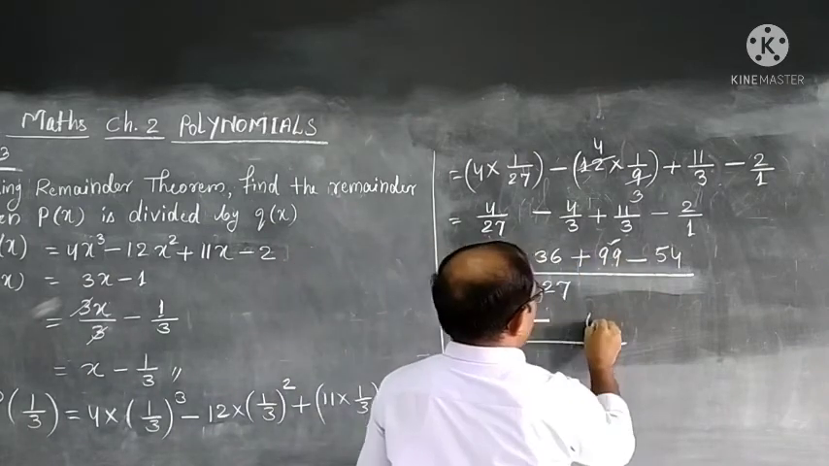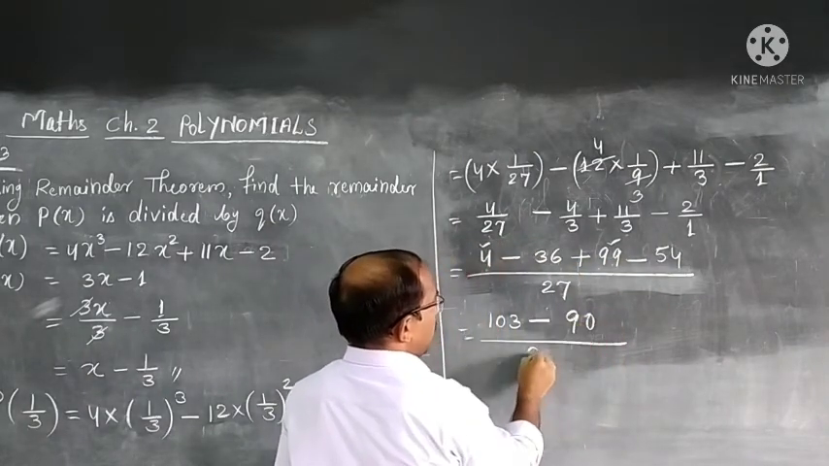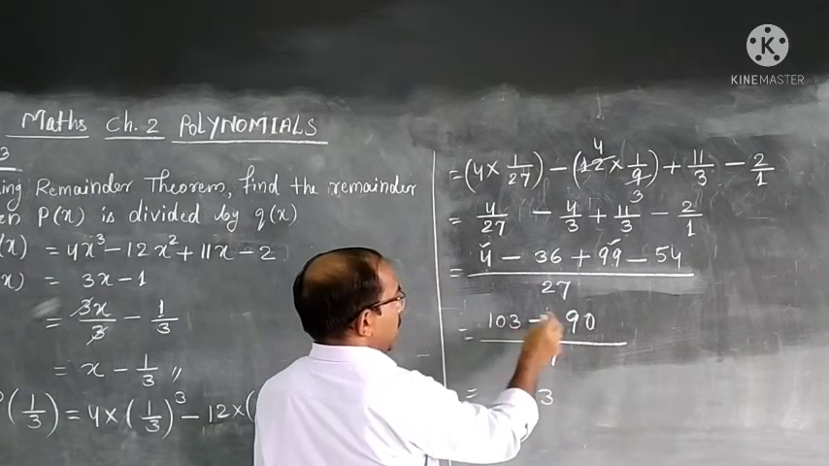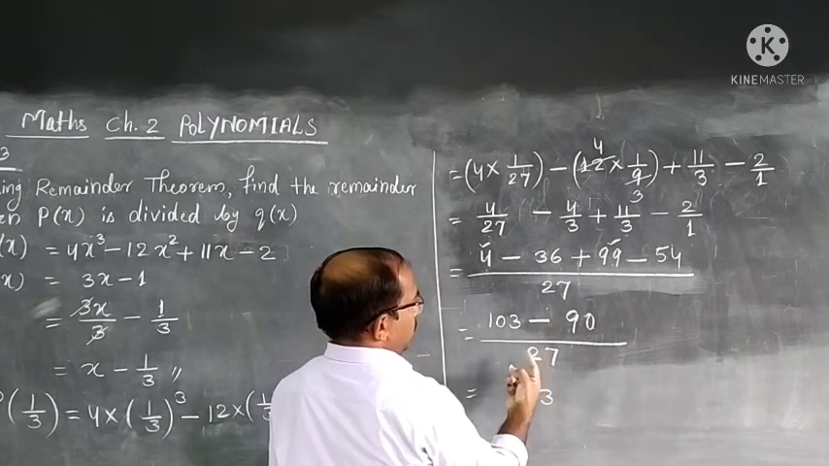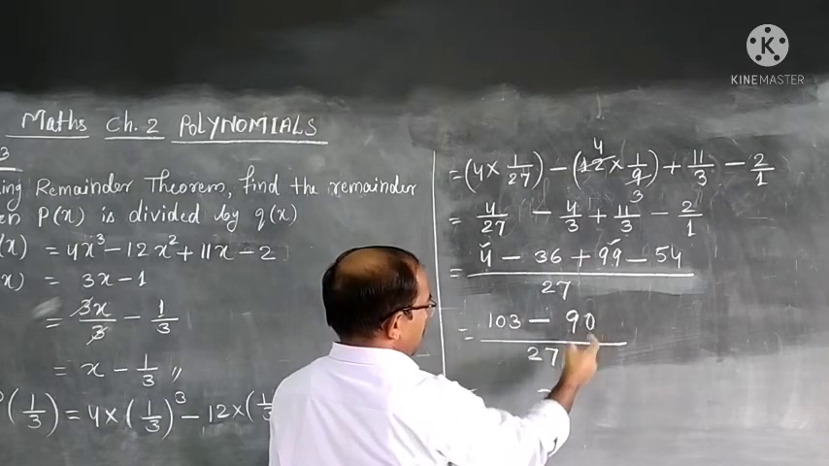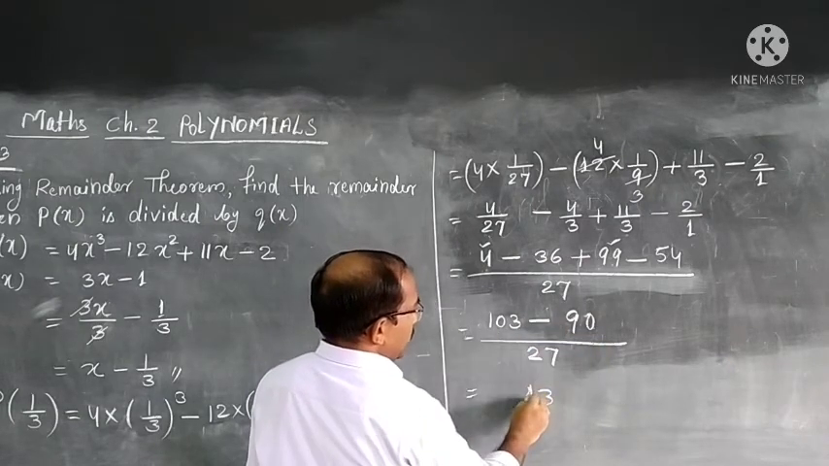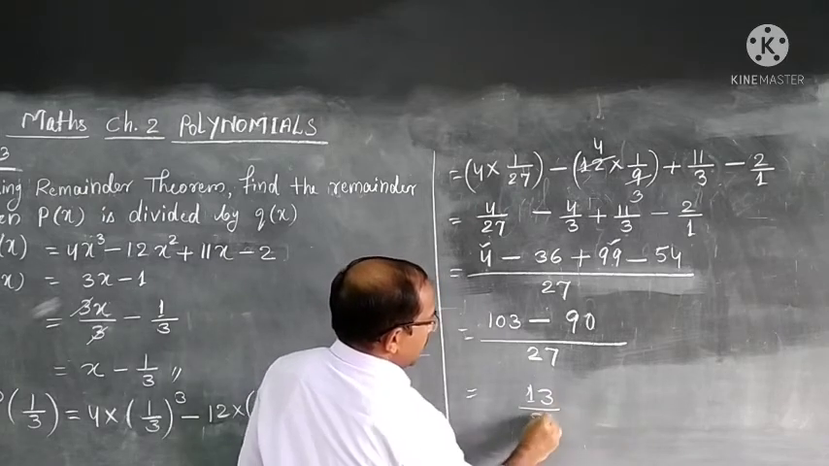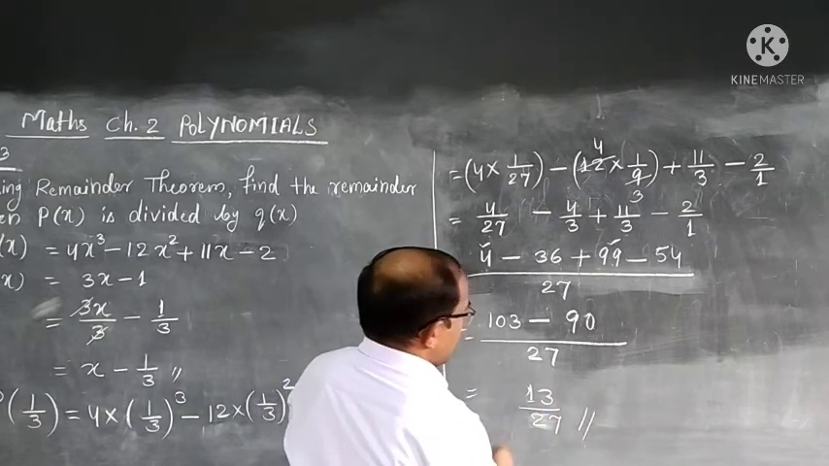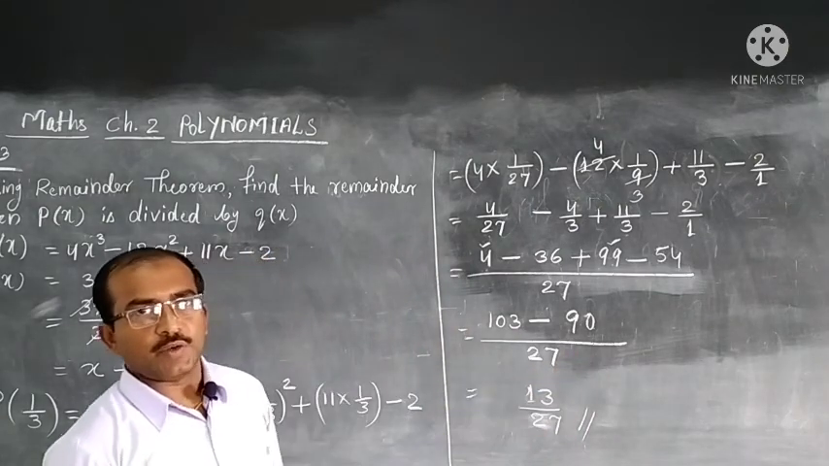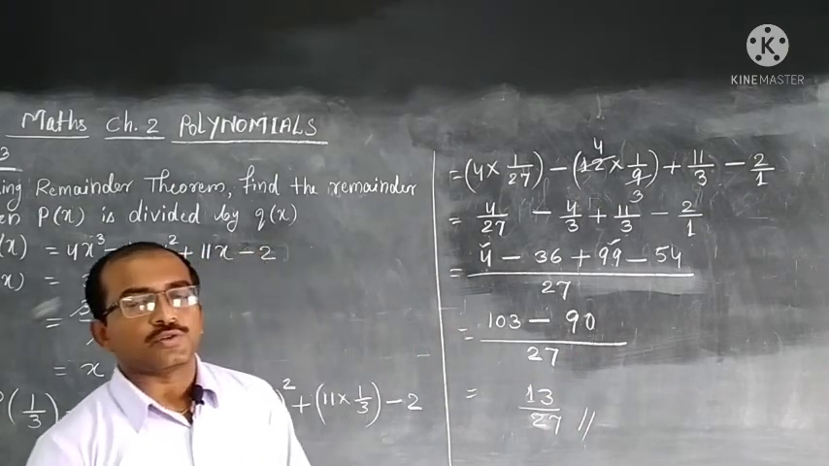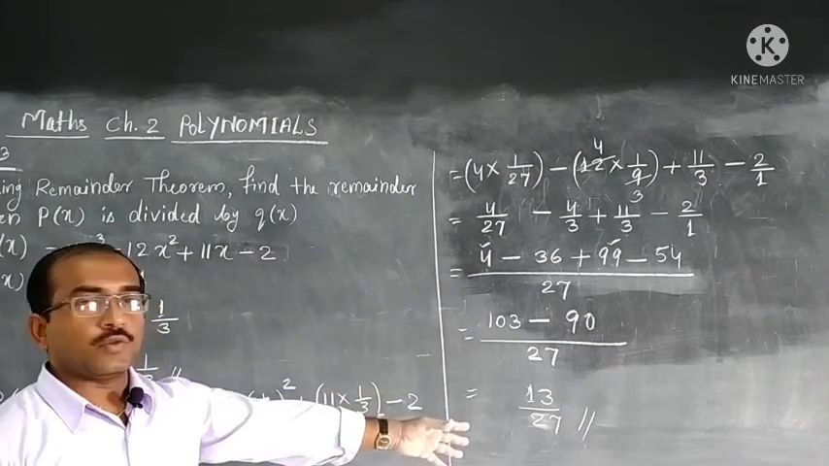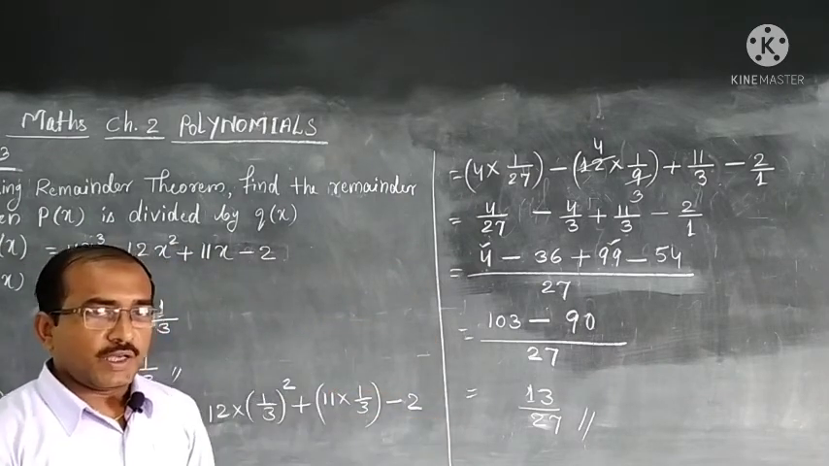6 4 10, 5 3 8 1 9 by 27, 3 minus 0 3, 10 minus 9 1. So, 13 by 27 is the remainder. We can write here by remainder theorem, remainder is equal to 13 by 27. If we do not write also, it is okay. This is the rule of remainder theorem only, we have used and found a remainder. I hope it is okay, you have understood.